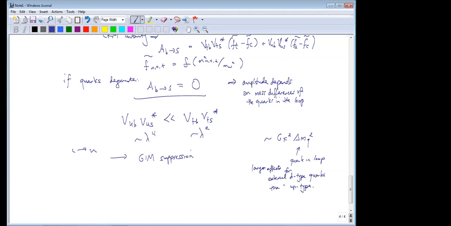Generally, the amplitudes would vanish if we had degenerate quarks in the loop, and therefore they're proportional to splittings. So we have three mechanisms for suppression. Generally, new physics that you write down could obliterate many of those things, okay?